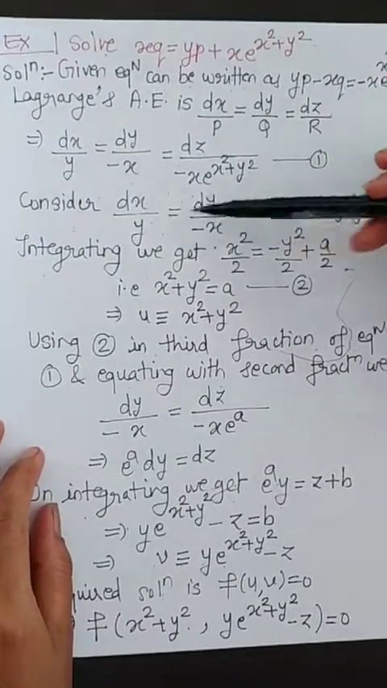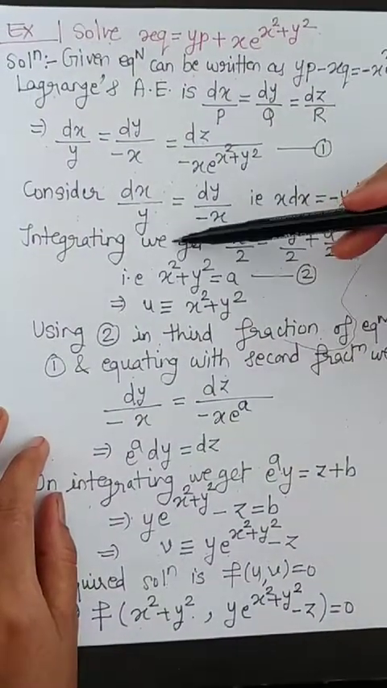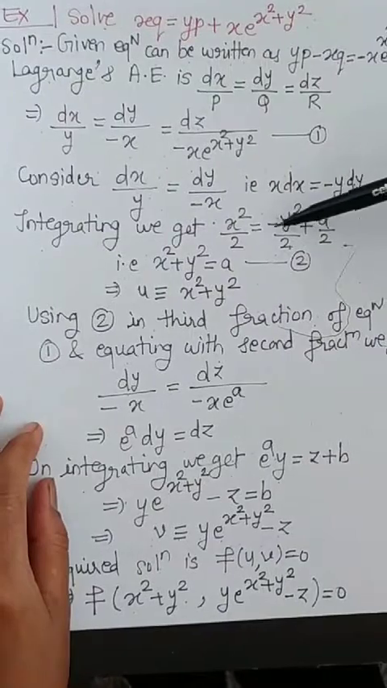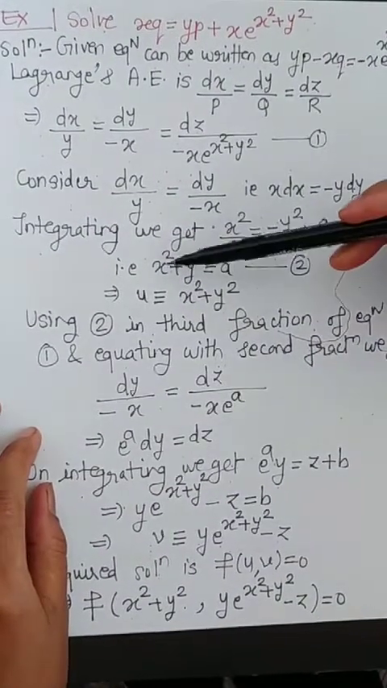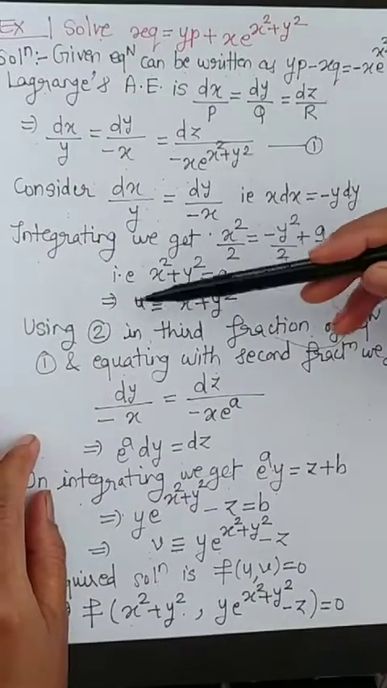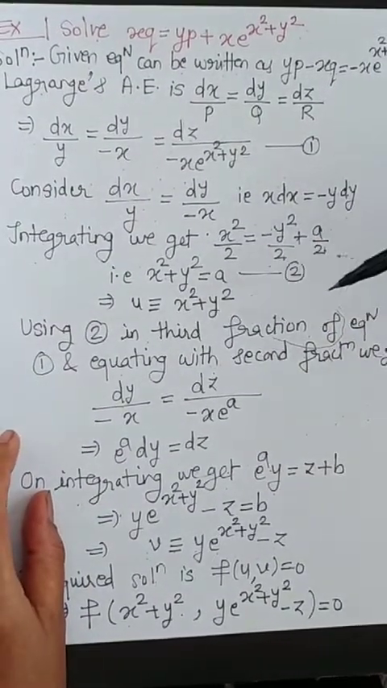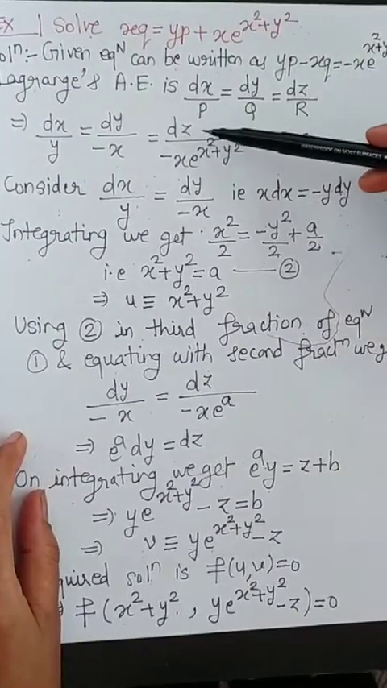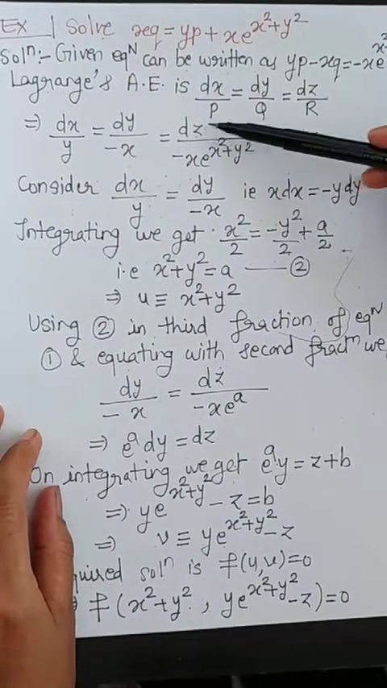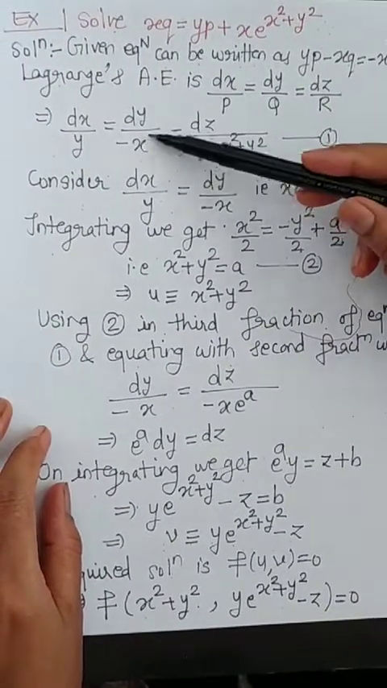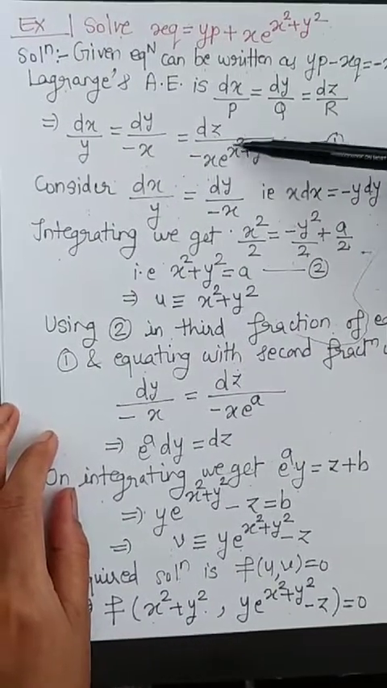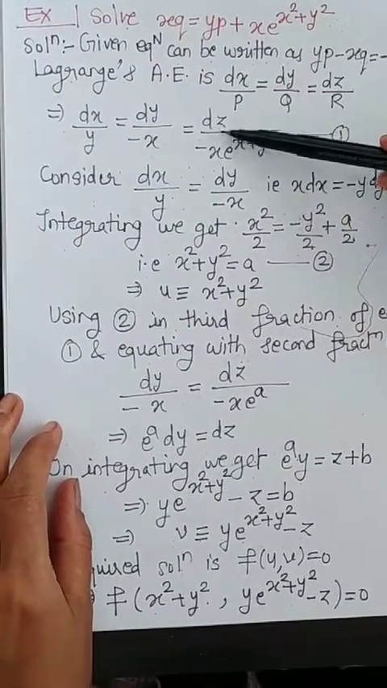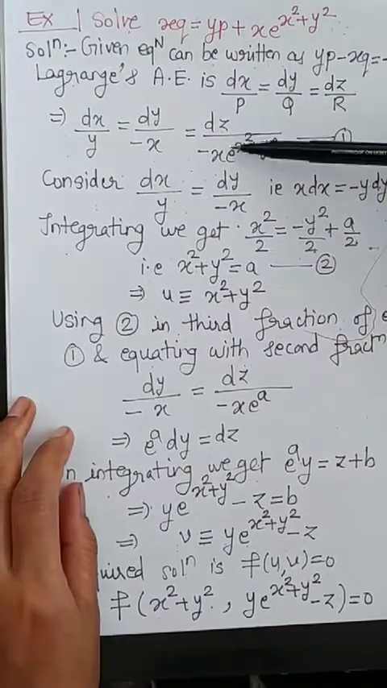Now obtain variable separable form. Integrating, we get x square by 2, integration of y is y square by 2, minus outside, plus I am taking a by 2. So x square plus y square equal to a. This implies u equal to x square plus y square. Now next, is there any possibility of considering second and third fraction? We want only y and z, but even though this x gets cancelled, one extra term of x is here, which does not get cancelled. So no possibility for second and third. Similar will be the explanation for first and third.